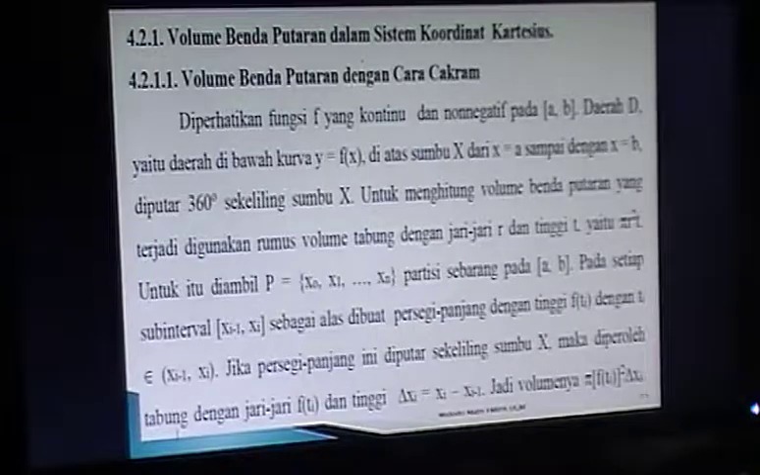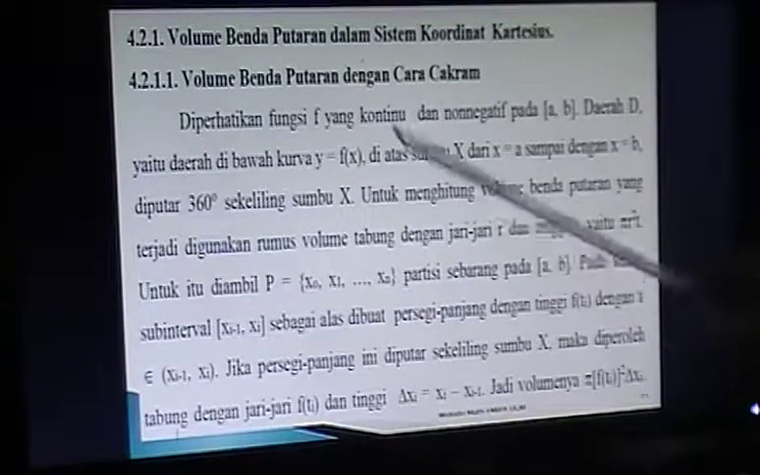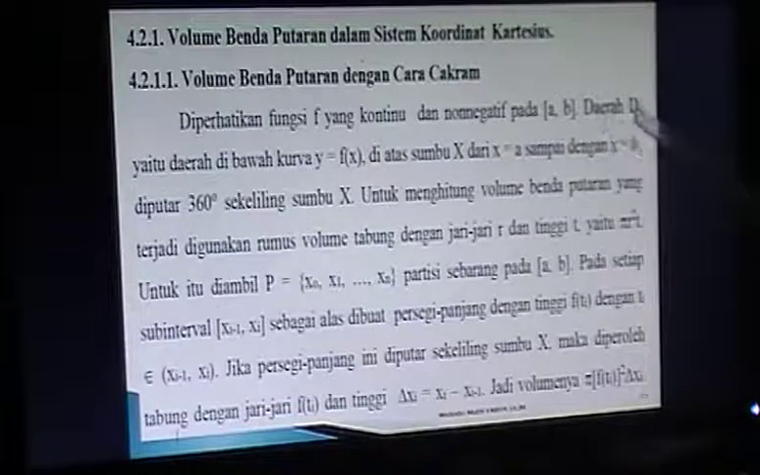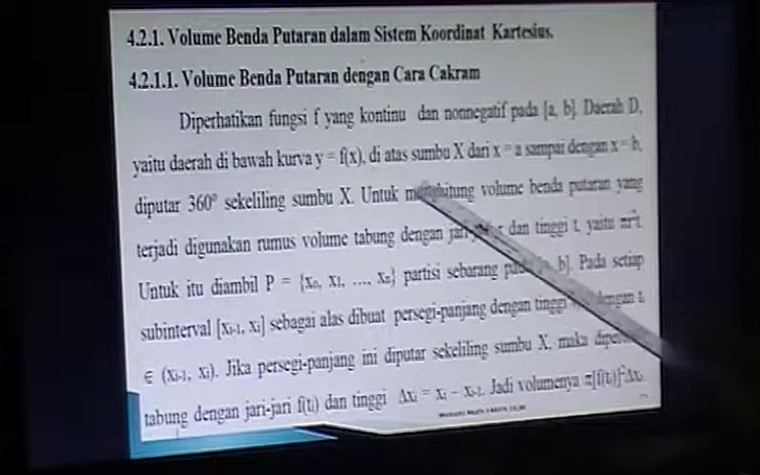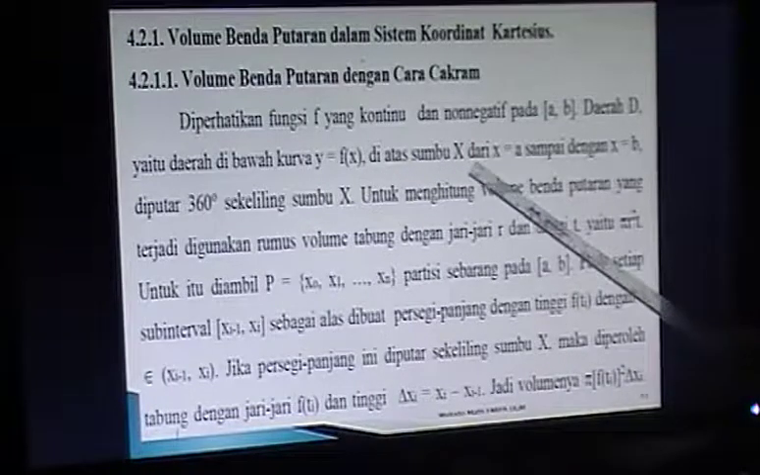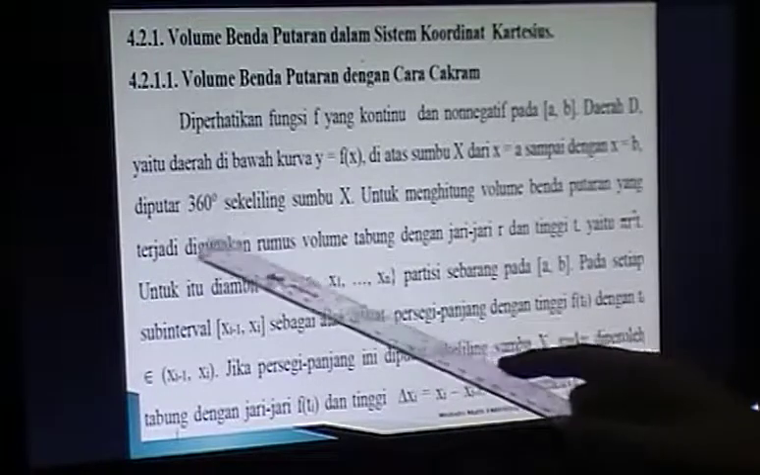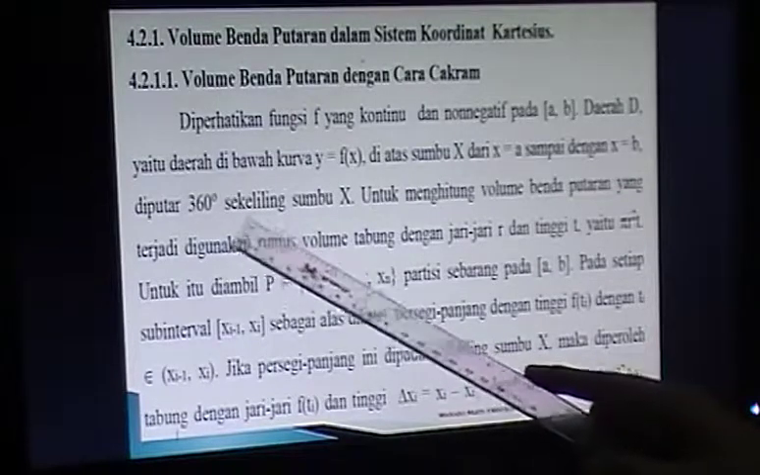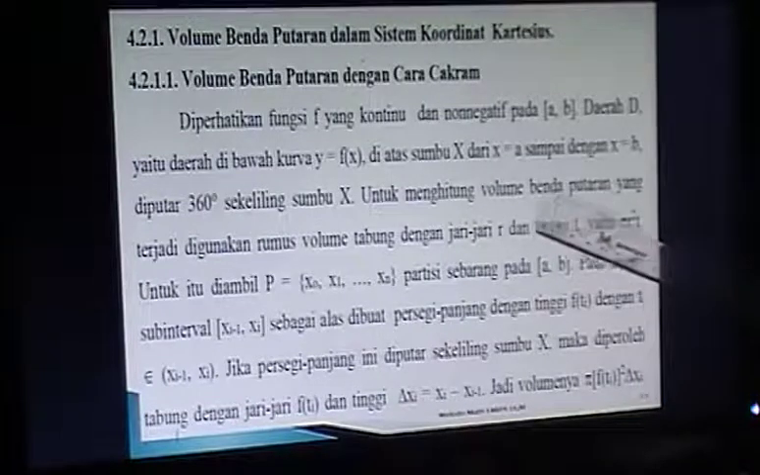How can we get the formula? First of all, we assume that the function f is continuous and non-negative on interval [a,b]. So the area D, that is the area under the curve y is equal to f(x), above the x-axis, and the x between x is equal to a until x is equal to b. And then we rotate one round, that means 360 degree or 2 pi, surrounding the x-axis.